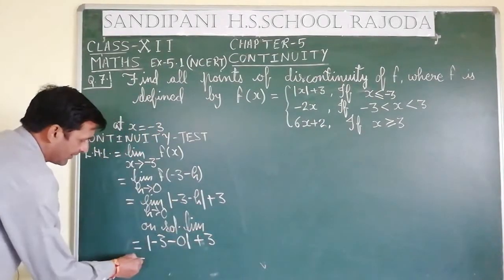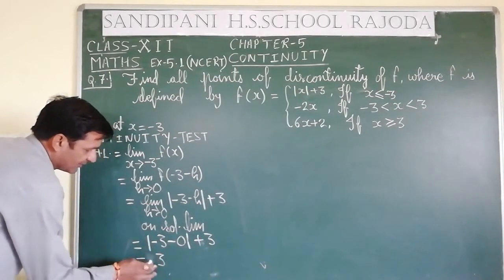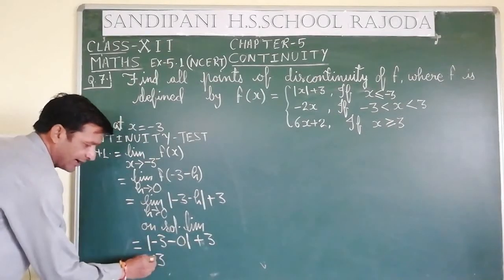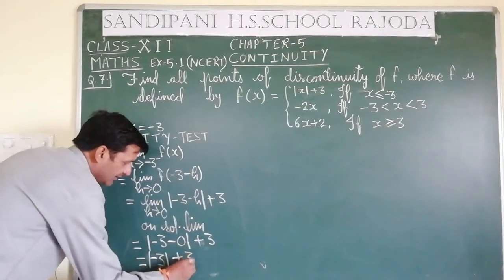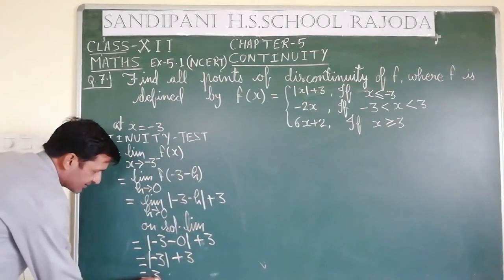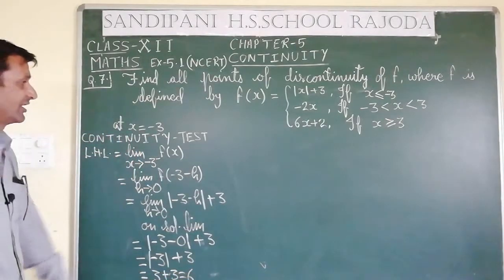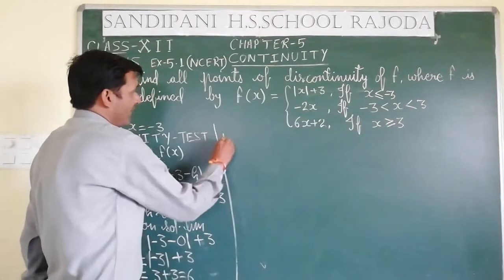So now this will become minus 3, that becomes positive 3 here, because of the mod. No need to write it again, but if you want to write it, you may write mod of minus 3 plus 3. Then it will be 3 plus 3, that is equal to 6. It is our LHL.